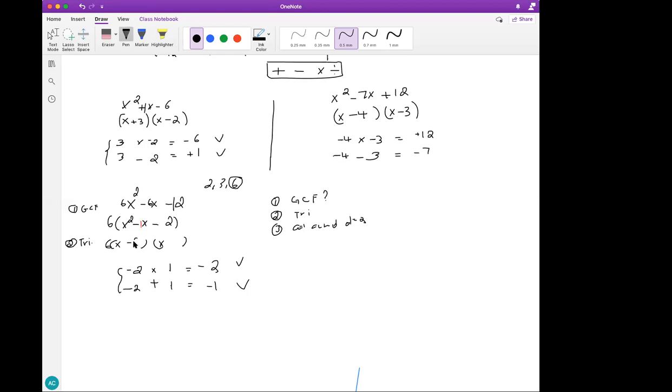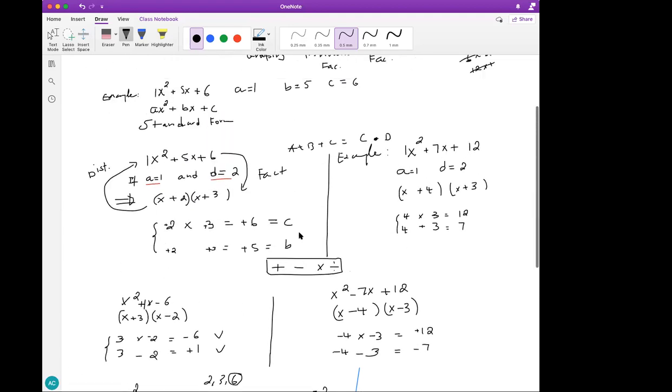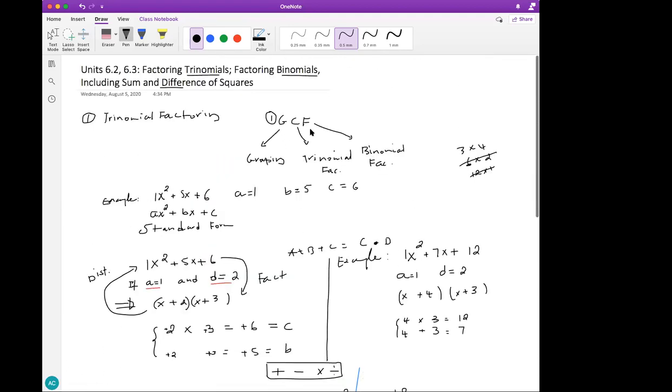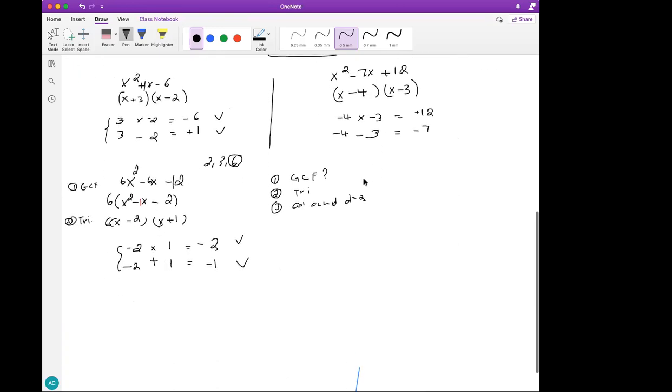-2 and +1. And that's it for this one. So it took 2 steps. We had to do the GCF first. After the GCF, we had to do the trinomial. Okay, so keep that in mind. Always try the GCF first. If that doesn't work, we have other methods that you might try to factor.